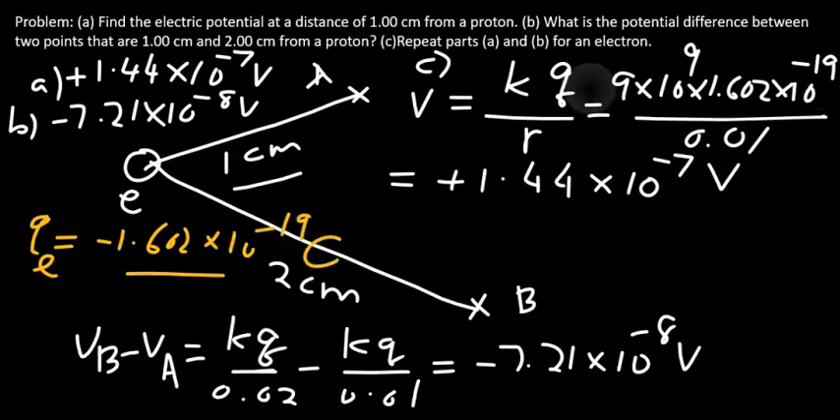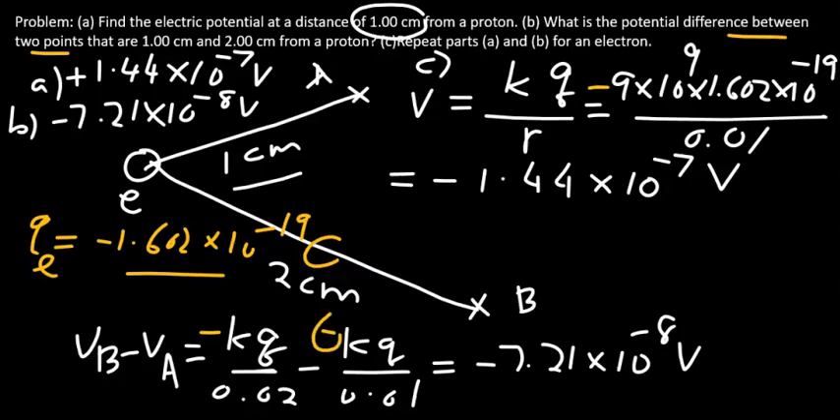So simply putting the minus sign there, the answer will become minus 1.44 times 10 to the power minus 7 volt for the potential that electron creates at 1 cm distance from it. Likewise, to calculate the potential difference between the 2 points for an electron, you put a minus sign here and you put a minus sign there.